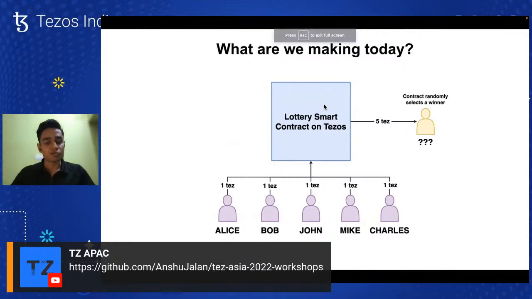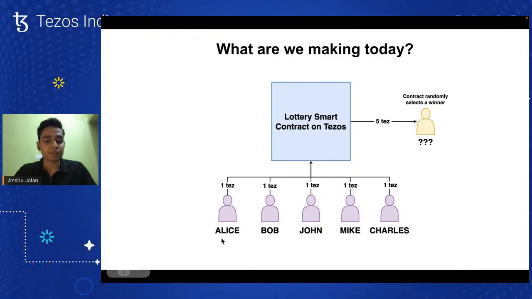As I said, we are making a lottery contract today, and it's a very basic contract. How it will work is that we will have a total of 5 participants, and all of these participants can send one Tez each to the contract. They won't really get anything in exchange, but they are buying into the lottery game. And after 5 individuals are into the lottery game, there will be a random winner selected by the smart contract, and all the Tez, which will be 5 Tez in this case, will go to the randomly selected winner.